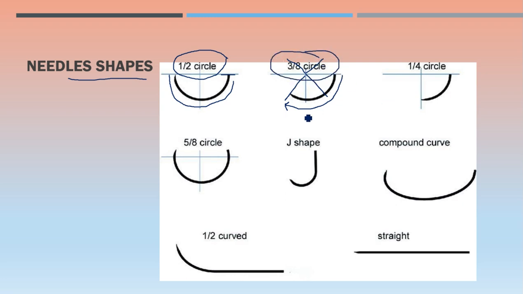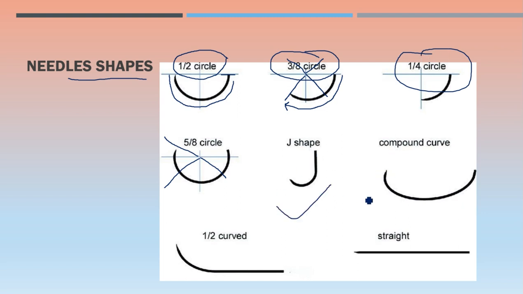All these needles very commonly have this 5 by 8 circle. Similarly, you can see here 1, 2, then 3, 4, and then 5. So this type is a 5 by 8 circle. Similarly, 1 by 4 circle: 1, 2, 3, 4. Earlier it is 2 by 8, but simplifying it, 2 by 8 is equal to 1 by 4. So this is known as a 1 by 4 circle.